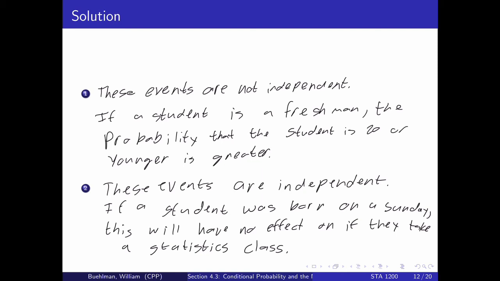Now, the second one: if I told you someone was born on a Sunday, whether they were born on Monday, Tuesday, Wednesday, none of that has any effect on what classes they're going to take. The day of the week somebody is born doesn't affect the classes they're going to take. If you were to ask people in a statistics class, you would get a range of values. They all wouldn't be born on Sunday. You'd have some on Sunday, some on Monday, some on Tuesday, and so on. So the day of the week they were born has nothing to do with them taking a statistics class. So those events are, again, independent.